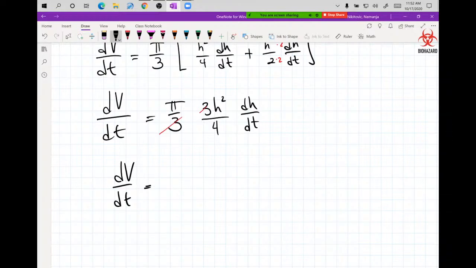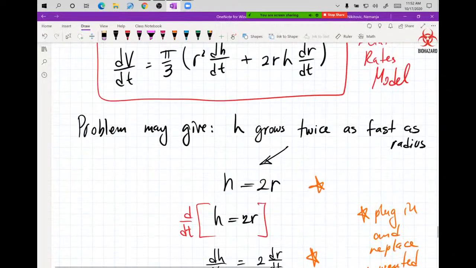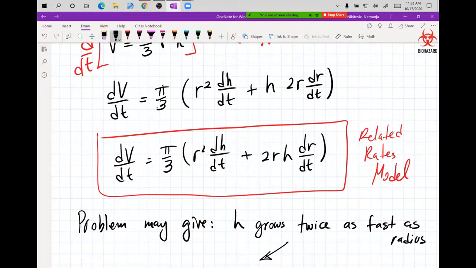So we have pi over 4 h squared dh dt. You can measure this one. This one is given on how much stuff is coming in, so you can calculate the change in height. If you wanted to calculate the change in radius, then you would be replacing this one and this one with their r equivalents, and you would do the same calculation.